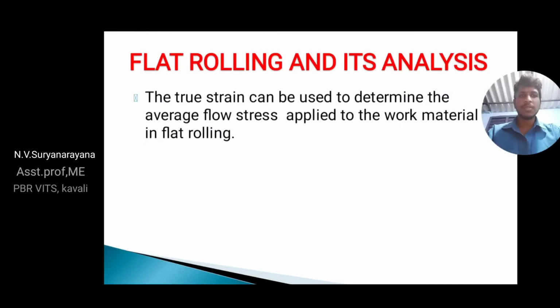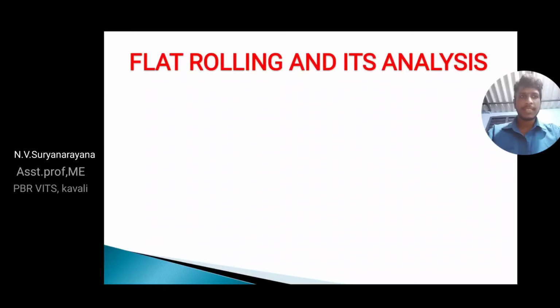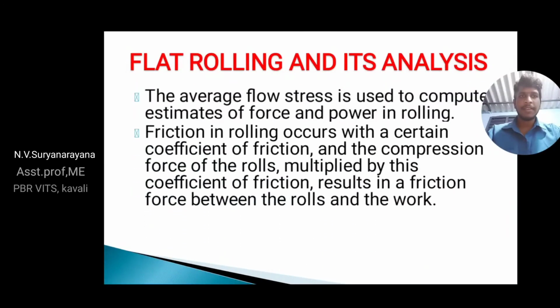After that, the true strain can be used to determine the average flow stress, that is Yf. Yf equals K epsilon power n divided by 1 plus n, that is expression 7. Next, the average flow stress Yf is used to compute estimates of force and power in rolling.